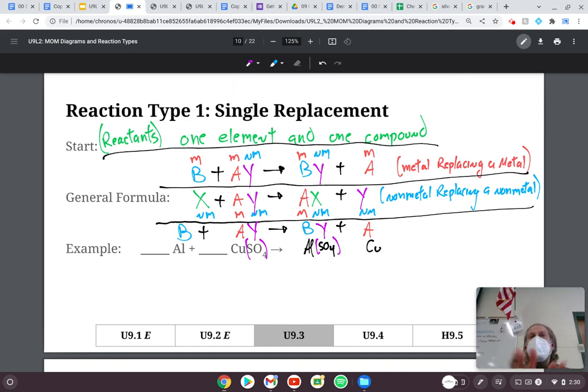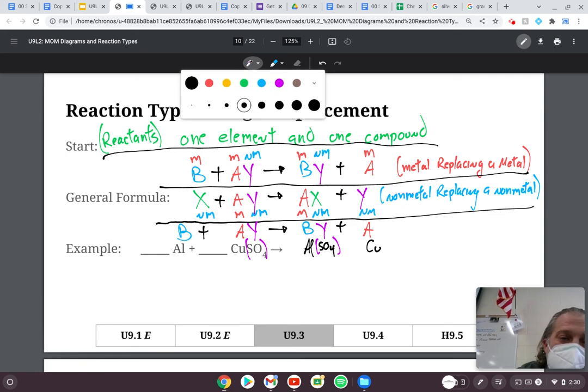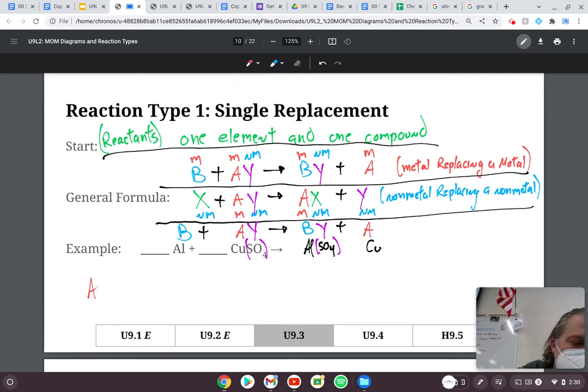Now, I want to leave it like that, but I can't. Because you might recall that at some point in the past, whenever you made formulas, you had to do something like checking charges and crisscrossing them down. Do you remember that? Last semester? It was in January, December of last semester. So we're going to do that now. We're going to take our aluminum, which is a metal, and we're going to locate aluminum's charge on the periodic table, which is a +3.